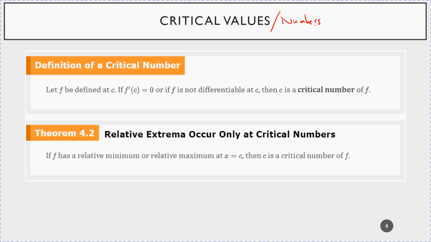Let f be defined, so the function is defined at c. If f prime of c is equal to 0, or if f is not differentiable at c, then we say c is a critical number of f. So when f prime of c, plugging c into the derivative, is equal to 0, this means the slope of the tangent line is 0. So we have a horizontal tangent line.